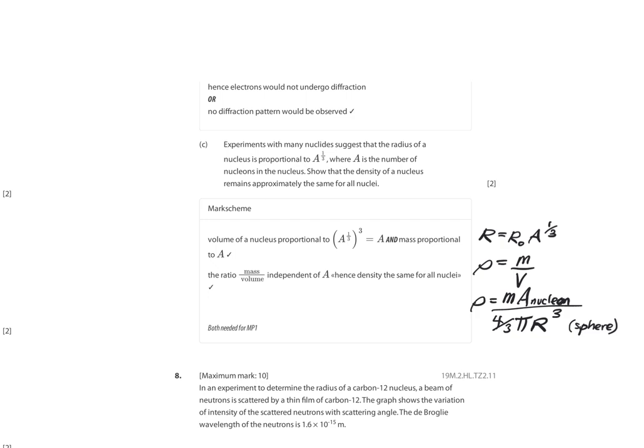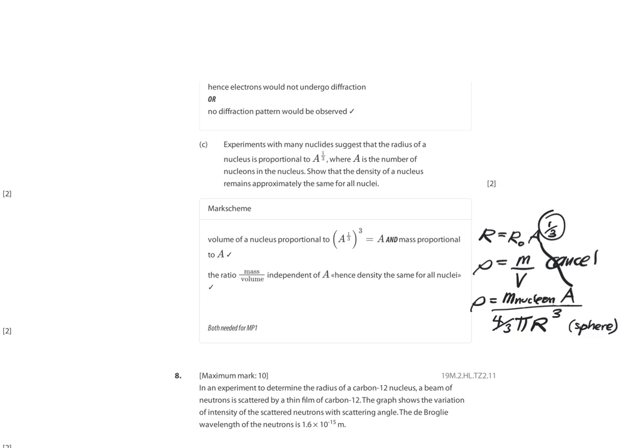And so we have the radius of a nucleon is Fermi radius times the nucleon number to the 1/3. We know that density is mass over volume. Density is the mass of a nucleon times A, the number of nucleons you have, over the volume of a sphere, 4/3 pi r cubed. But r is Fermi radius times A to the 1/3, and so r cubed and the A to the 1/3 just wind up with A, and the two A's cancel.